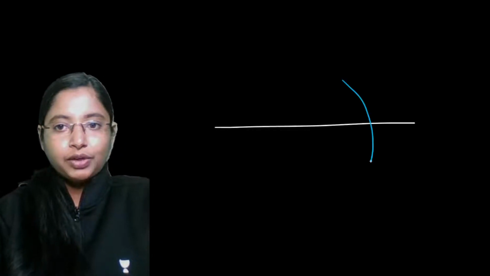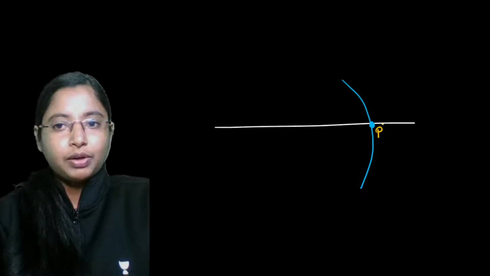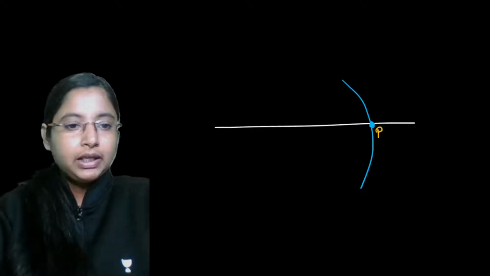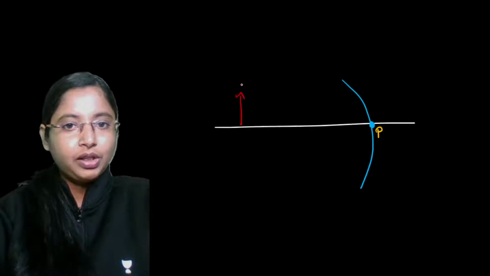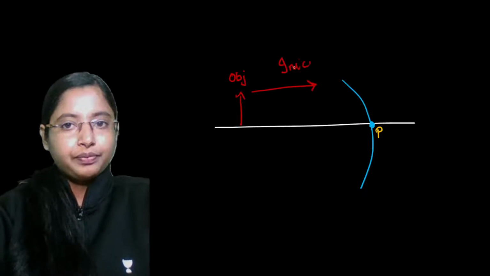So again, let's say this is the surface of the mirror over here. Any distance measurement has to be done from the pole. Now let's say the object is somewhere around here. Let's say this is the object. So the rays from the object go in this direction. So this is the incident ray.